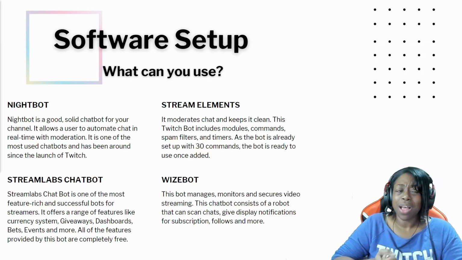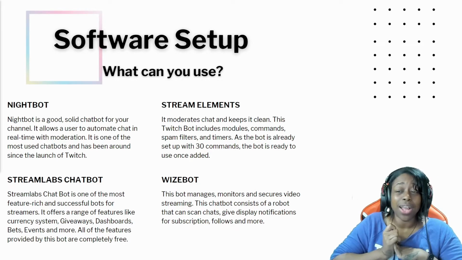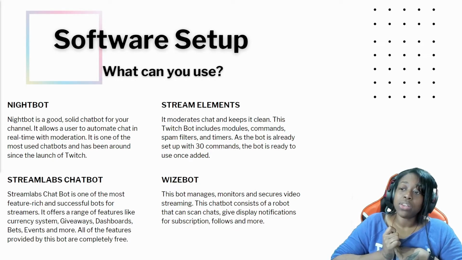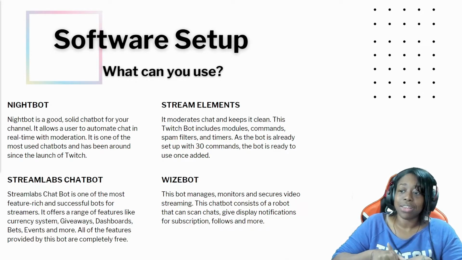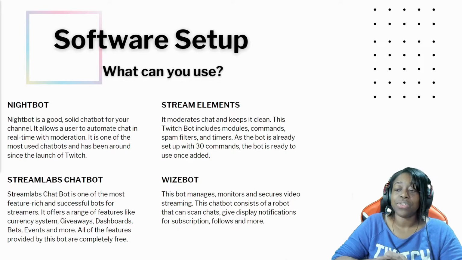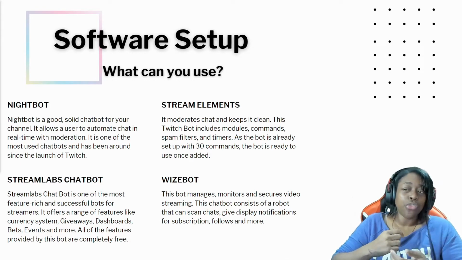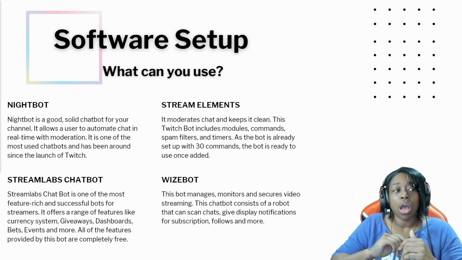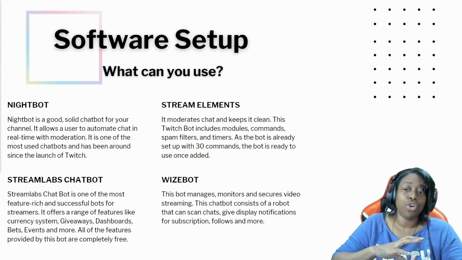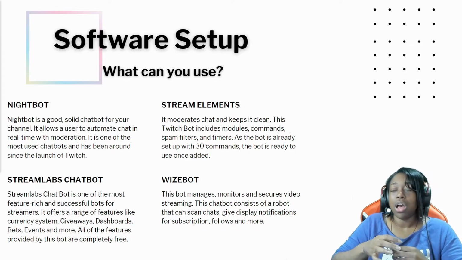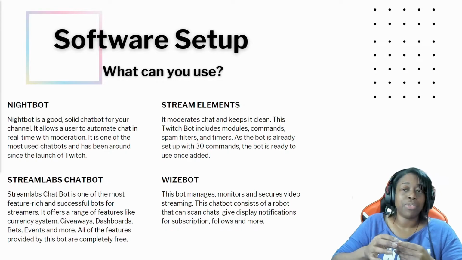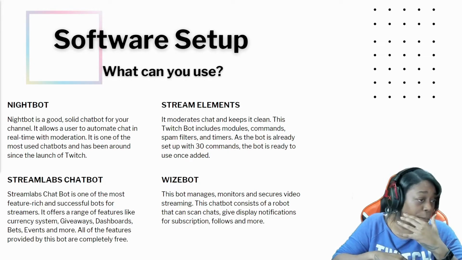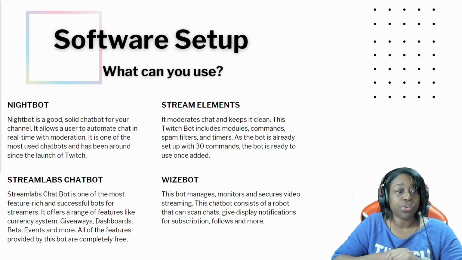Next is Wisebot. Now, I have seen this in a few people's chat. I tried it once. I didn't personally like it. But Wisebot manages, monitors, and secures videos for streaming. This chatbot does consist of a robot that can scan chats, display notifications for subs, follows, and much more. Again, I don't really know too much about this because I used it once and I just didn't vibe with it too much. But these are usually the main four that we normally see around the Twitchmosphere. So again, all of these things can be found online. Very, very simple.